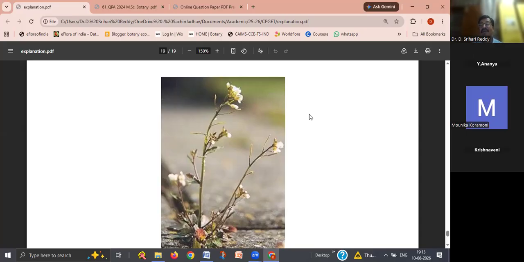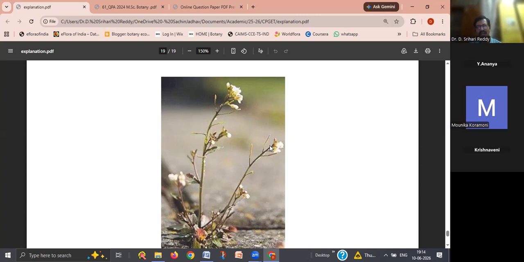And also the plant model, one of the simplest plants, Arabidopsis thaliana, belongs to the family Brassicaceae. The old name for Brassicaceae is Cruciferae. We already discussed Poaceae is the new name for Graminae. Graminae is the old name, Poaceae is the new name. Like that, Cruciferae is the old name, and the new name for this family is Brassicaceae.